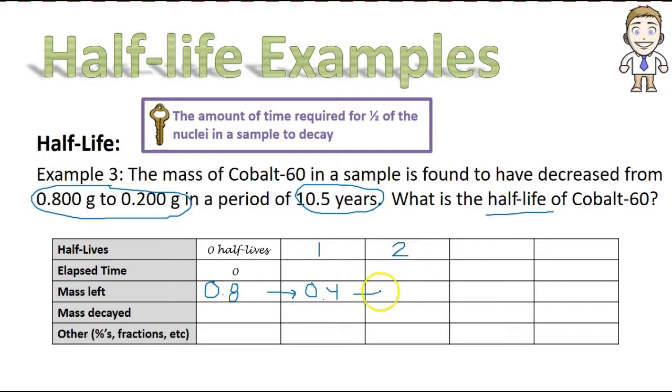After 2 half-lives, the mass splits in half from 0.4 to 0.2, and you should recognize that you've reached the point that this was describing. The mass decreased from 0.8 to 0.2 grams, and it gives the total time that took, so it gives us this box as 10.5 years. So we can go ahead and fill that in.